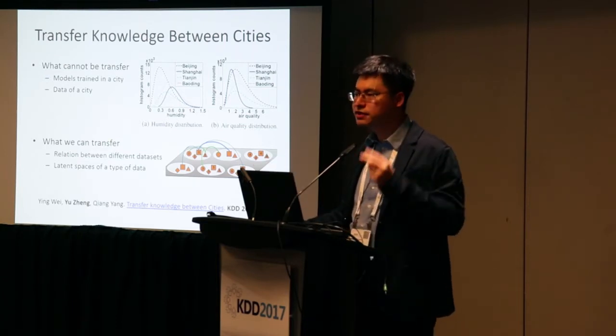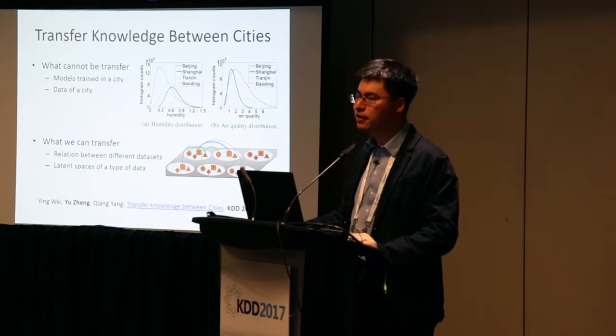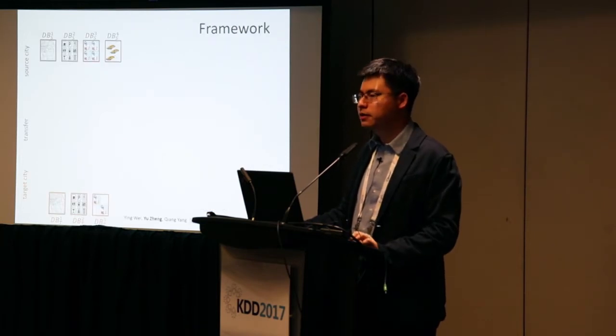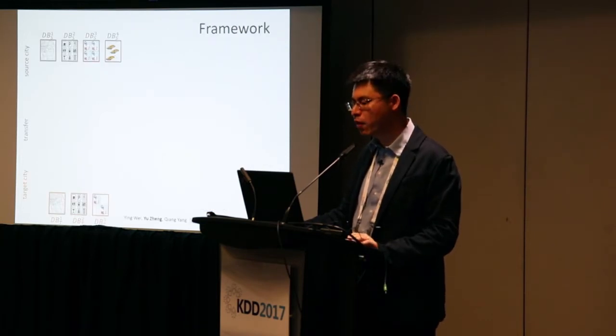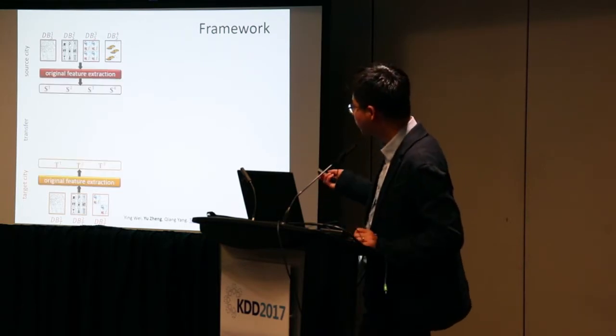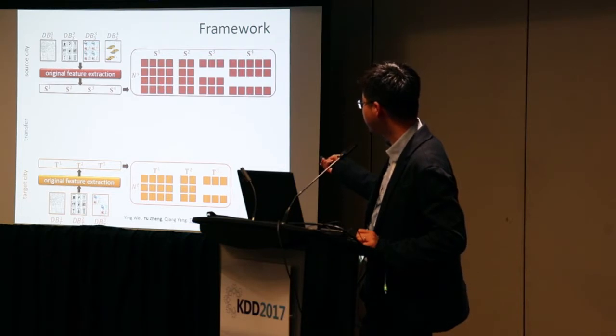Based on the two insights, we designed the following transfer learning algorithm for urban computing. First, let me use the air quality project as an example. We can extract features from different types of data sets. Then, for example, each row stands for one instance, each column stands for one feature, and each block means one data set.